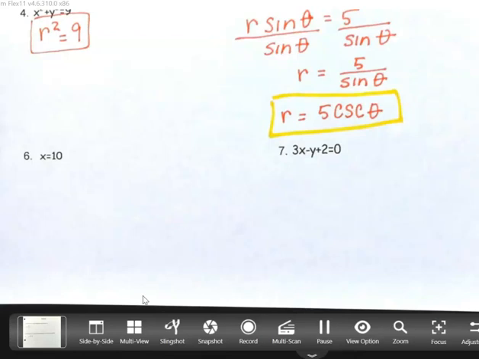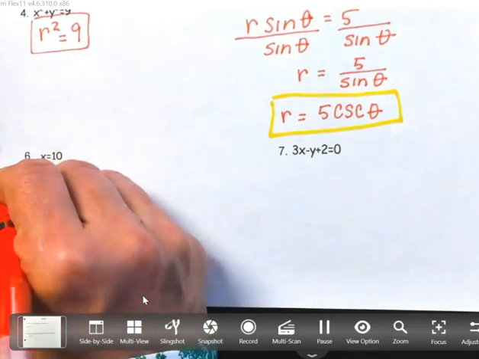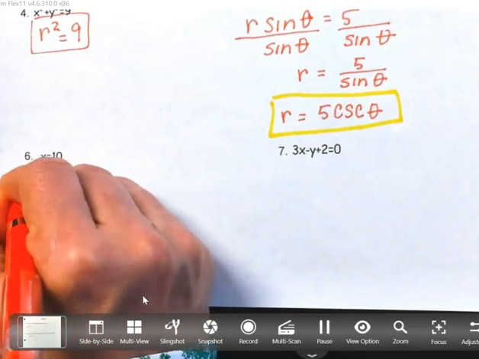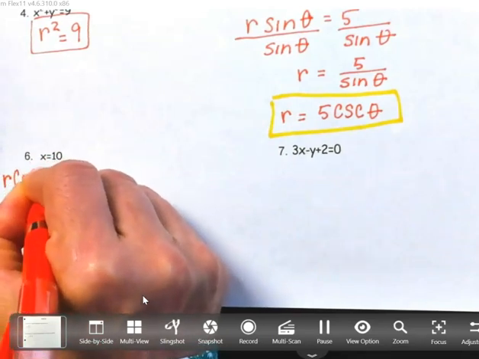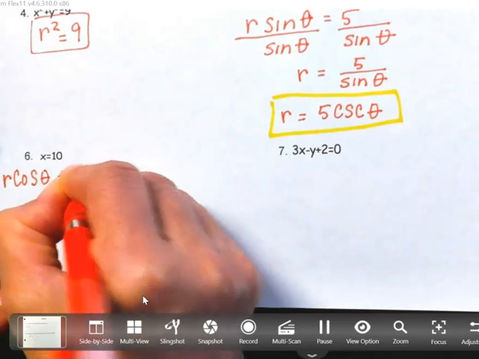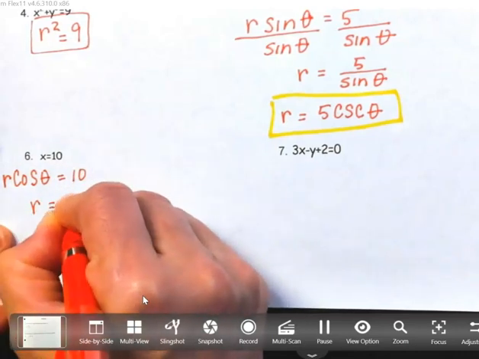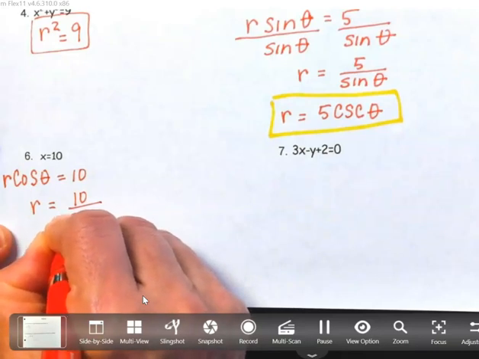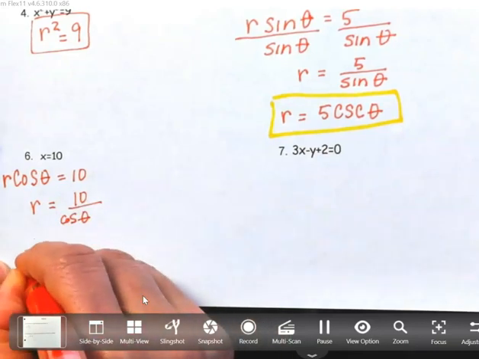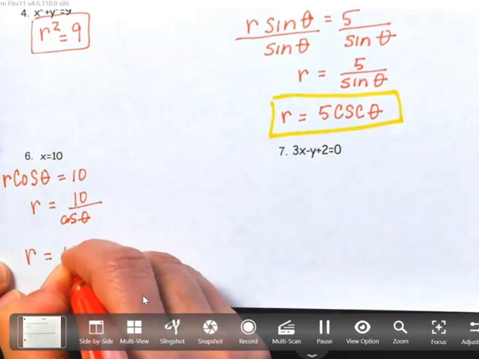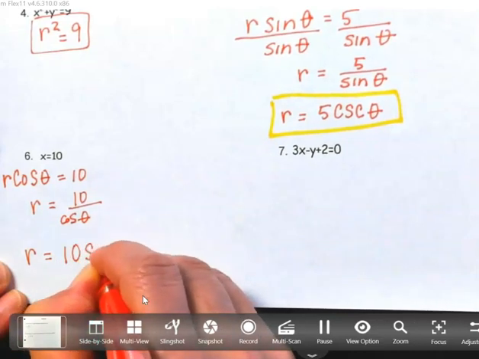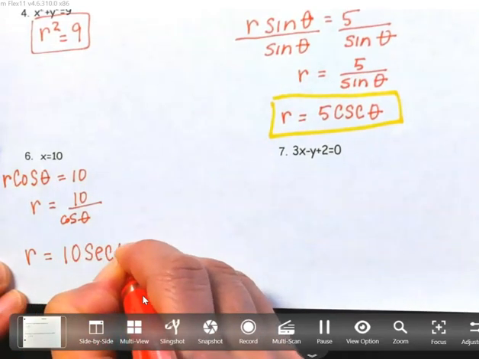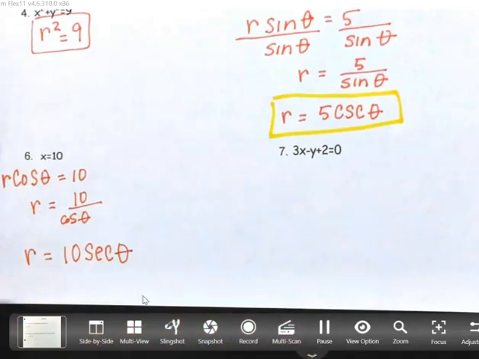Okay. So I'm going to drop the letter x, and I'm going to write r cosine theta. Solve for r, and then of course I'm going to rewrite that using secant. So you should have got r equals 10 secant theta. Any questions on that?